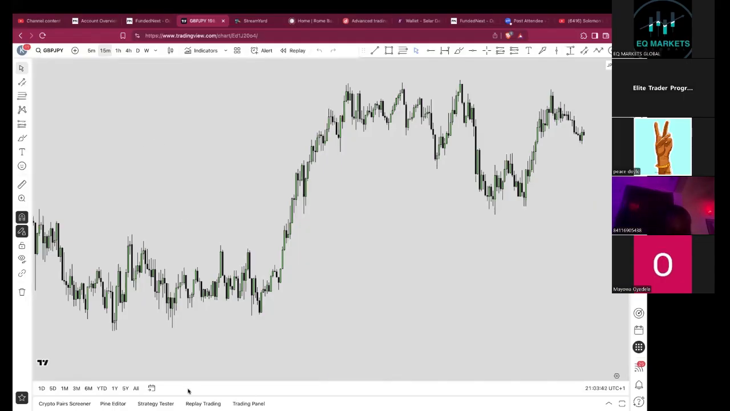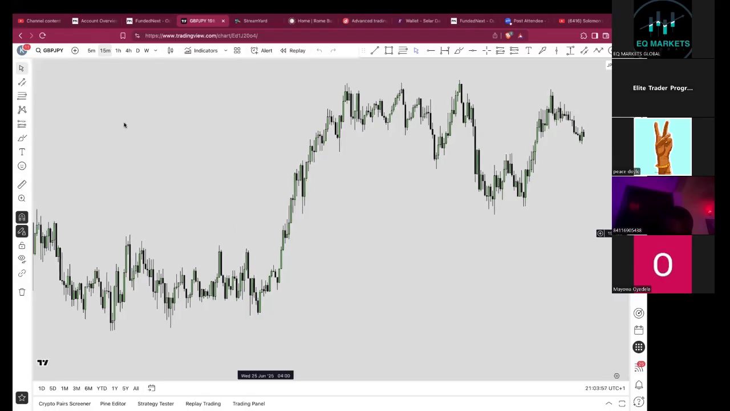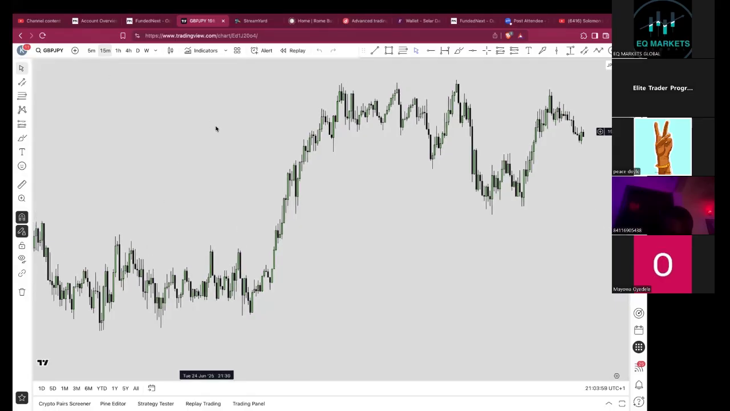One question that has been consistent, Mr. Kings, is the question of how do you get to know the fair value gap that will work? I think I've seen that question two times now. How do you get to know the fair value gap that will work?